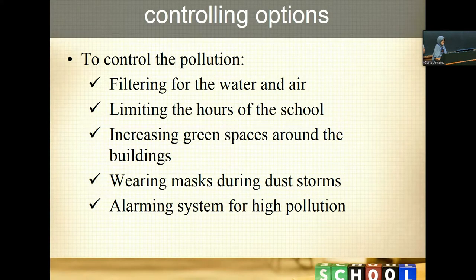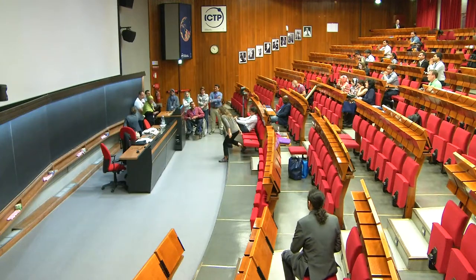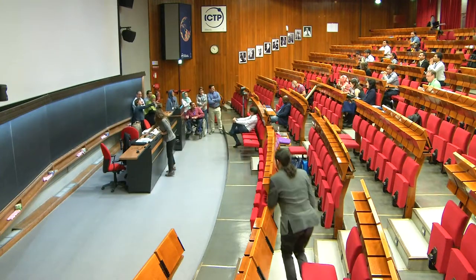This is the control option we offer, maybe. To control the pollution, we should filter the water and air, limit the hours of school, increase green space around the school building, and students should wear masks during dust storms. We should also make a general alarm system in Egypt for high pollution. Finish. Many questions.